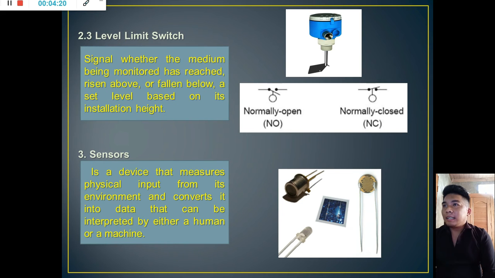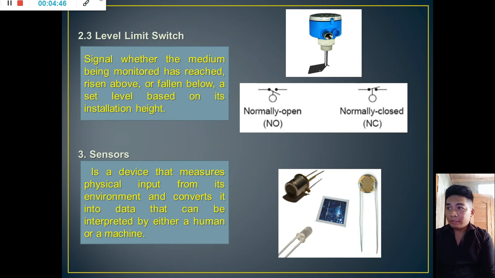Level limit switch signals whether the medium being monitored has reached, risen above, or fallen below a set level based on its installation height. So this is used by the factory. You put this in the tank to know whether the tank is full or empty.